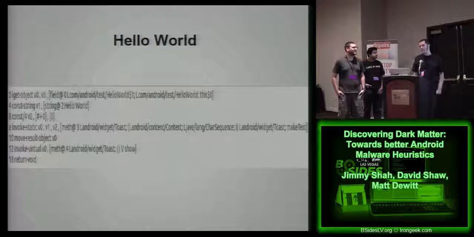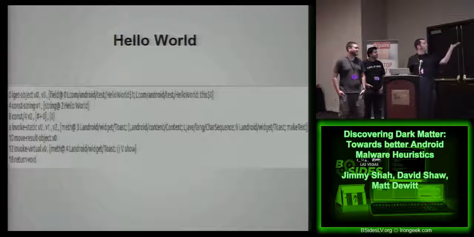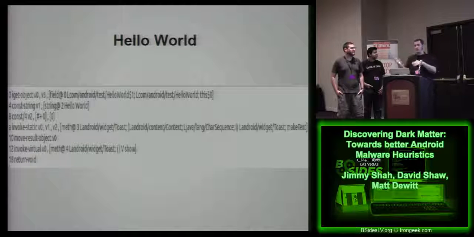Right? So the very first thing that we're going to discuss is hello world. This is probably the first DEX file that anybody will ever look at, hopefully, so that you have some type of idea of what's going on. Basically it creates the object of hello world. That's the string that's going to be displayed. It invokes the static method, which is make text.